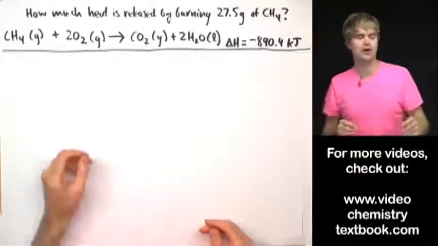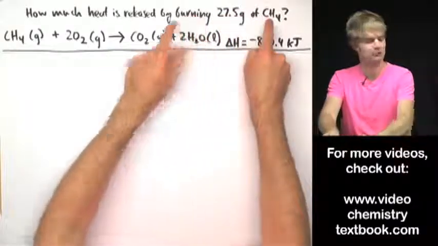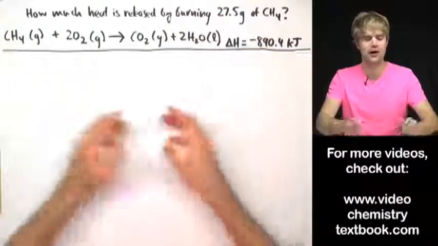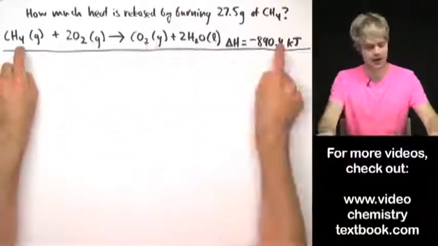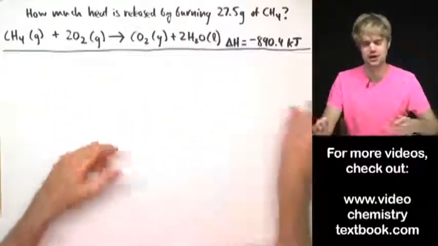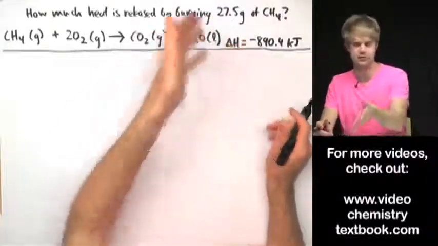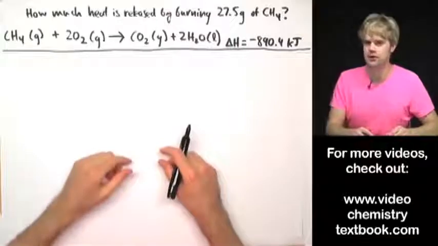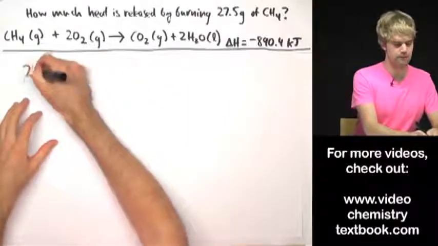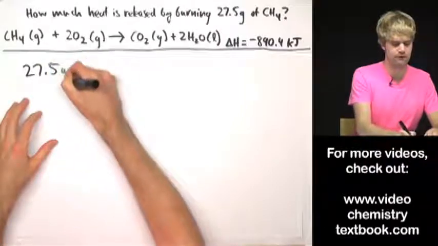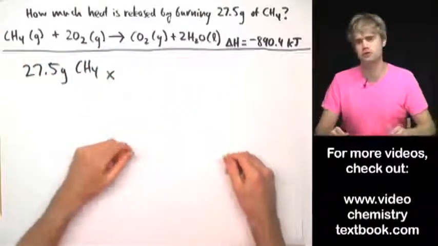So we want to calculate how much heat is released by burning 27.5 grams of methane or natural gas. When I'm doing calculations that use chemical equations like this and use a lot of math, numbers, measurements that are in grams, like 27.5 grams, are not particularly useful. I really want moles. So the first thing that I'm going to do is take 27.5 grams of CH4, and convert that to moles.